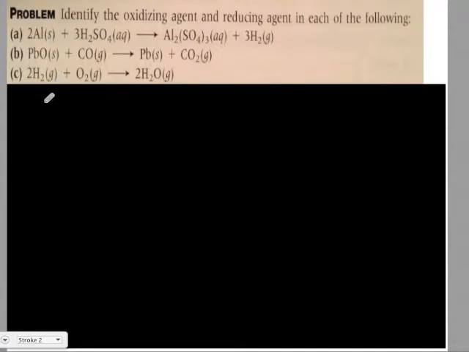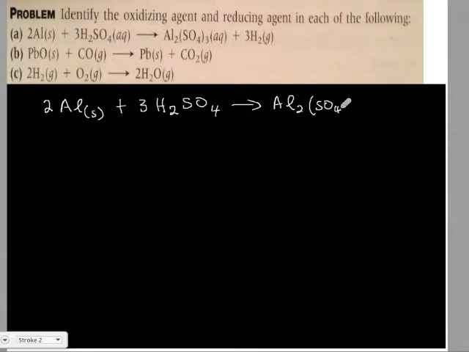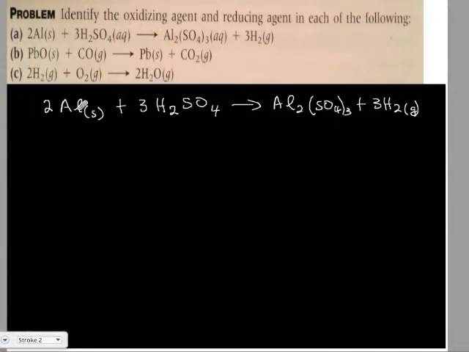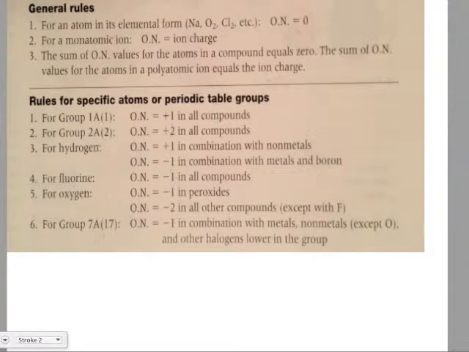So the first one is 2 Al reacts with sulfuric acid, and the final product is aluminum sulfate and hydrogen gas. Like I said before, the first task is actually to identify the oxidation number. So our rule again is all elements are zero. For an atom in its elemental form, the oxidation number is zero.